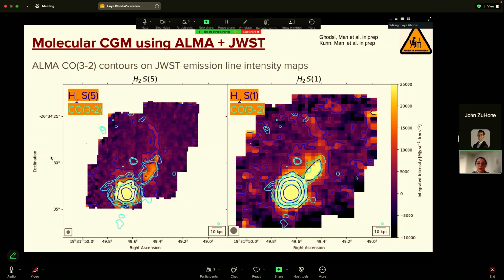But when we compare the H2 S5 and H2 S1 emission with the CO 3-2, in this image the background color is showing the moment zero map of the two H2 lines. The blue contours are showing the contours of the H2 lines, and the cyan contours are showing the CO 3-2 emission. We can see that most of the BCG and the tail are co-spatial, but there are some parts of the tail which are captured with the warm rotational lines of molecular hydrogen, but not with CO.